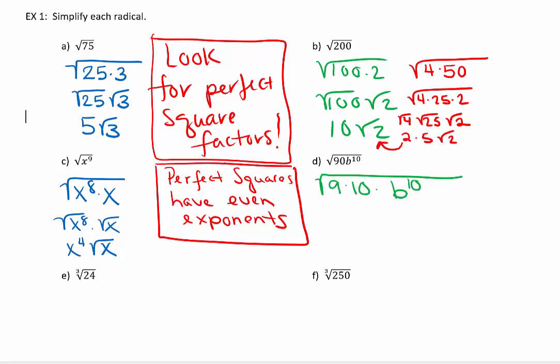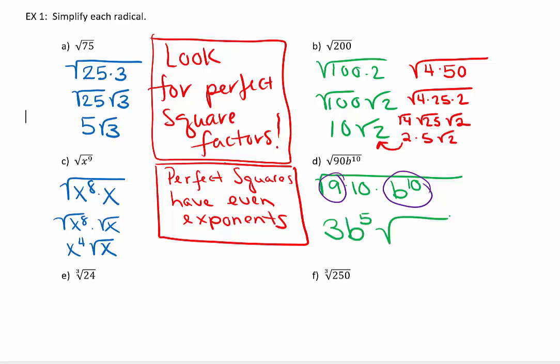One more example with a square root. Square root of 90b to the 10th. Let's see, 90 is divisible by 9, 9 times 10, and b to the 10th is already a perfect square because it has an even exponent. Sometimes when I have more complicated expressions, I go through and circle the perfect squares to help me remember that those are going to come outside of the radical.